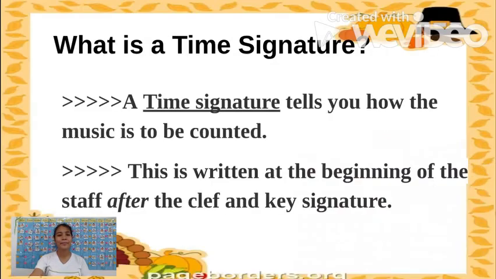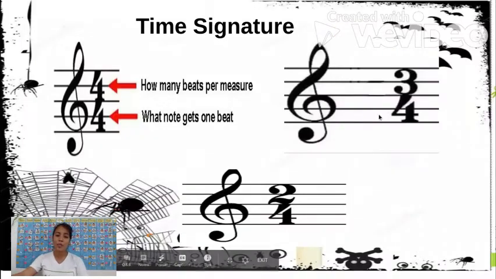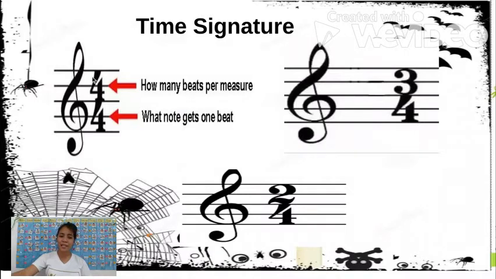Next, question. What is a time signature? Time signature tells you how the music is to be counted. It means the time signature is a guide of how many beats you should put in every measure. This is written at the beginning of the staff after the clef and key signature. Here are examples of time signatures.